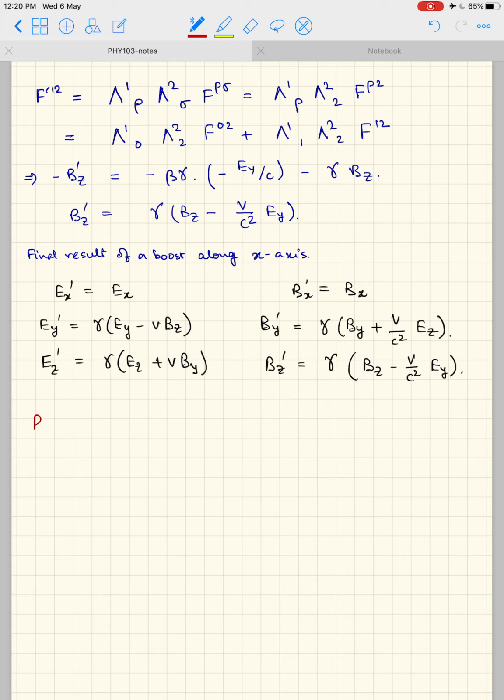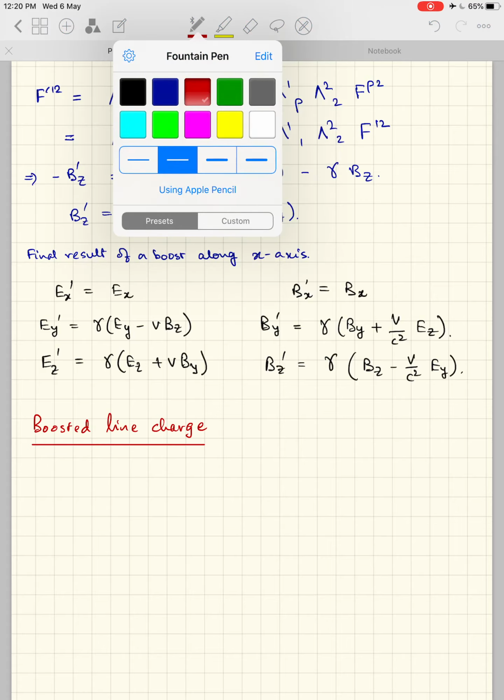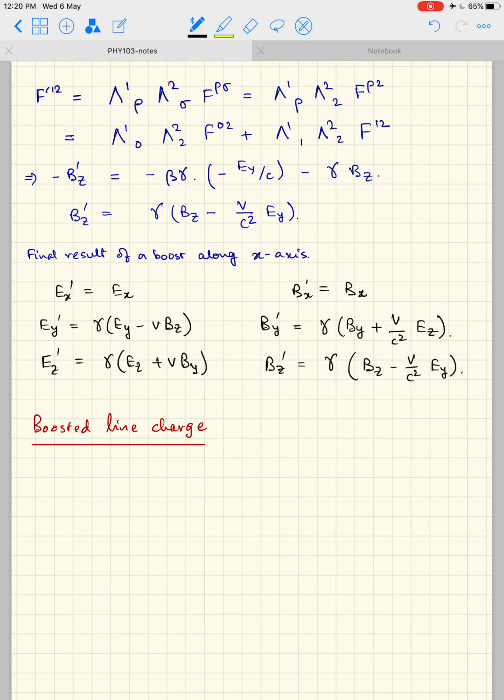Okay, boosted line charge. Before I do this, let me first remind you of a few very basic things which you guys have done before.